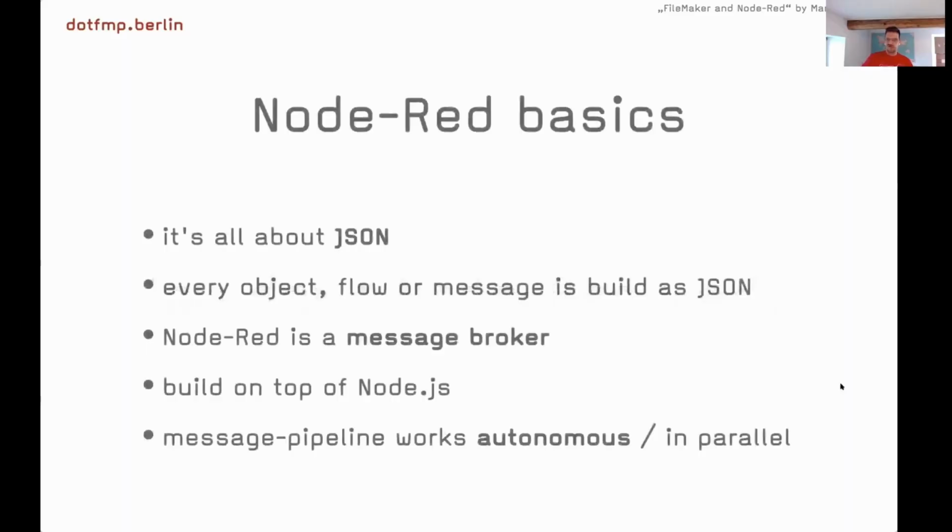So how does Node-RED work? It's all about JSON. Every object, flow, or message is built as JSON, and we as FileMaker developers are quite familiar with it since some versions. So it's not a big switch to do something with JSON in Node-RED. Node-RED is a message broker. It's built on top of Node.js. If you are a bit familiar with Node.js, this is a JavaScript server that is highly parallel, and it works as an autonomous message pipeline.